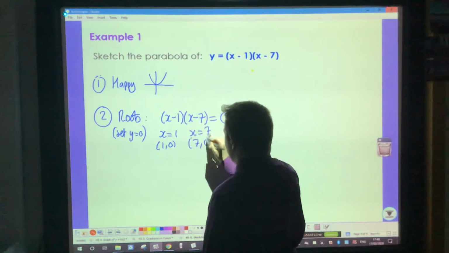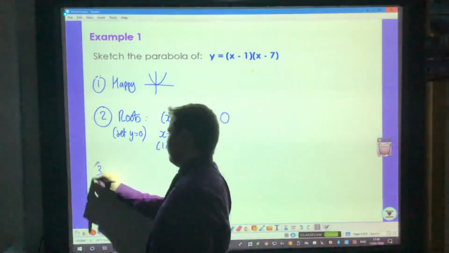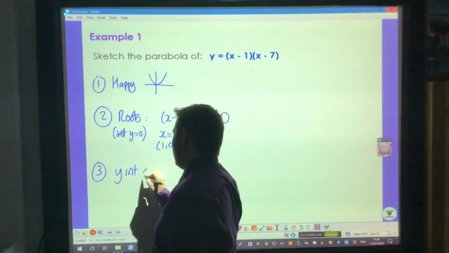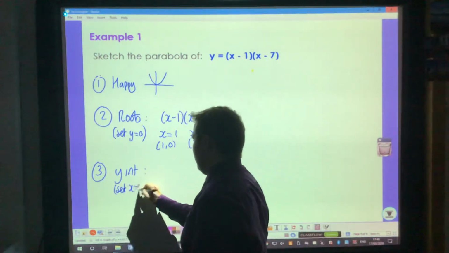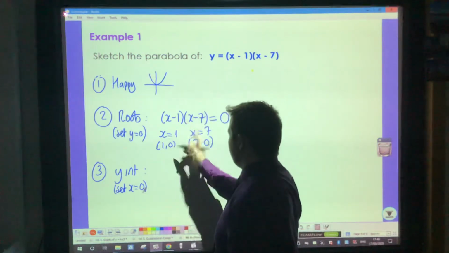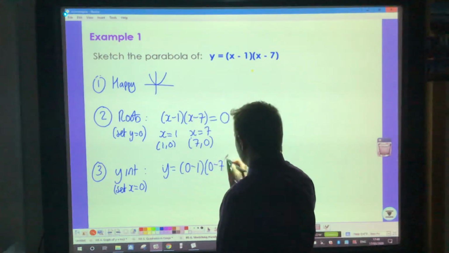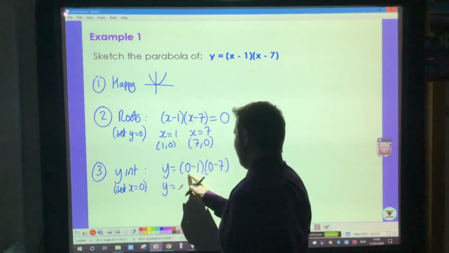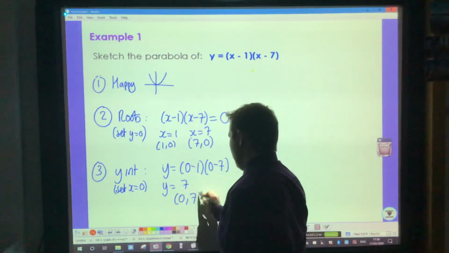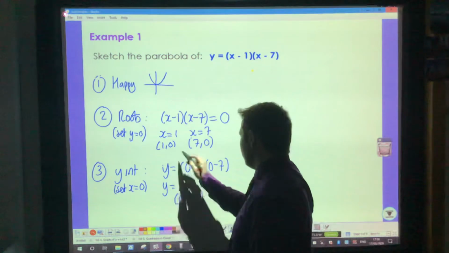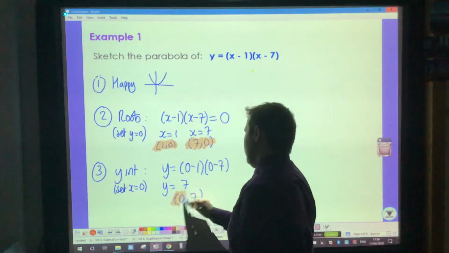That is 7, 0. Okay, the y-intercept is where x is 0, so set x equals 0. So I've got y equals 0 minus 1, 0 minus 7. That's negative 1 times negative 7, which is positive 7. So your y-intercept is 0, 7. I'm going to highlight these just so I can keep track of them. So 1, 0, 7, 0, 0, 7.